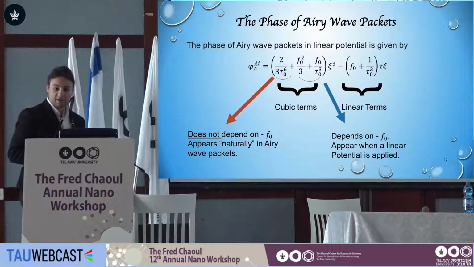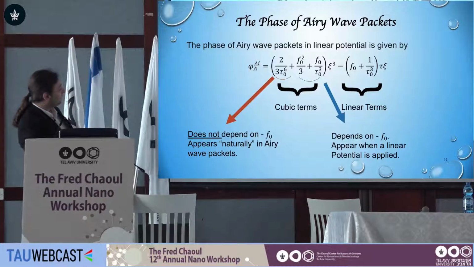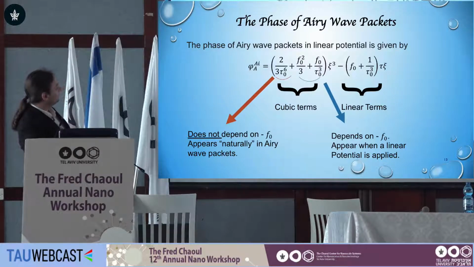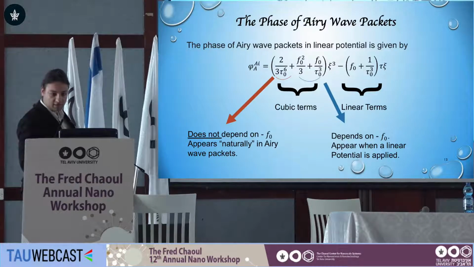Now, if we look at the phase of Airy wave packets, the case is more complicated because we have a cubic term which results from nothing. The Airy wave packet accumulates a cubic term because it self-accelerates. So this is the red term on the left side, and the blue term is the cubic phase that the Airy wave packet accumulates because it exhibits acceleration from the linear potential.